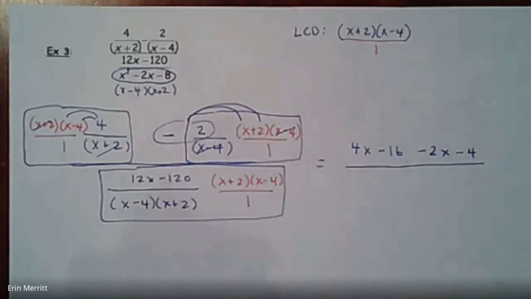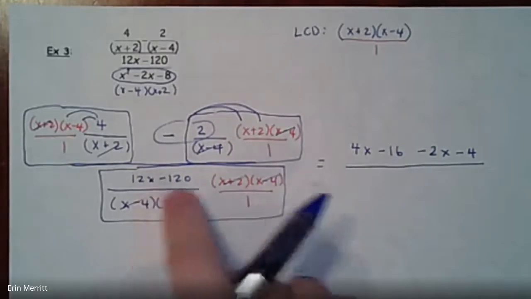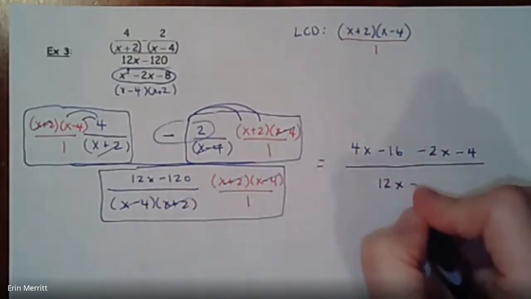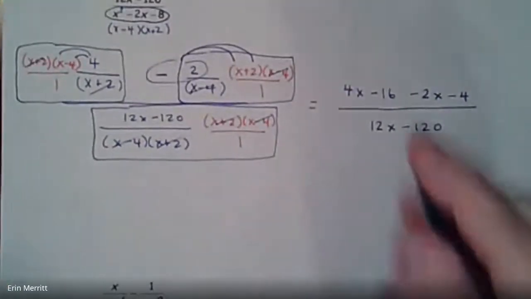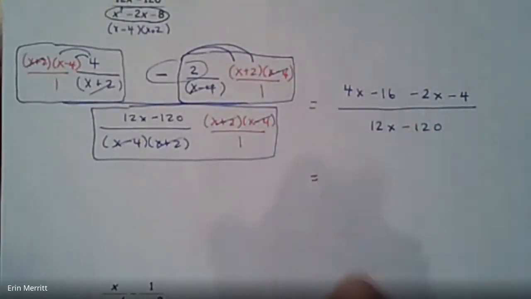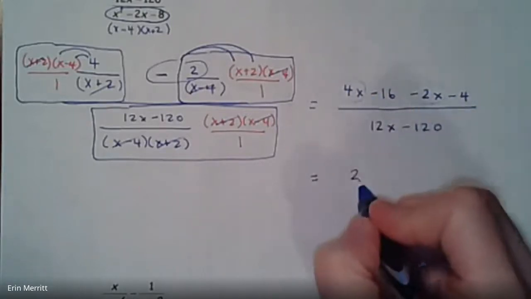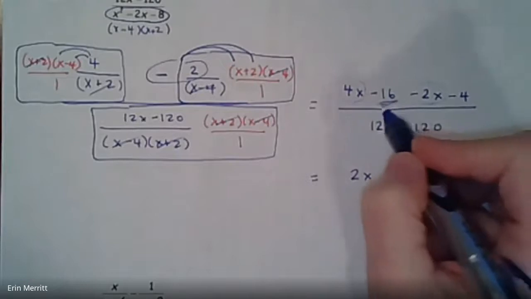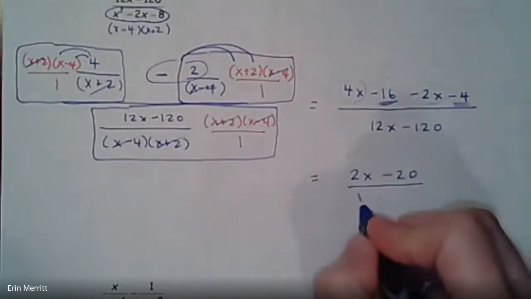All right, into the bottom. Very nicely, that entire denominator cancels. And then all we're left with is 12x minus 120. All right. On the front, we could just factor and be done. Here, we need to clean it up a little first. So 4x minus 2x will give us 2x. Minus 16 minus 4 gives us minus 20.